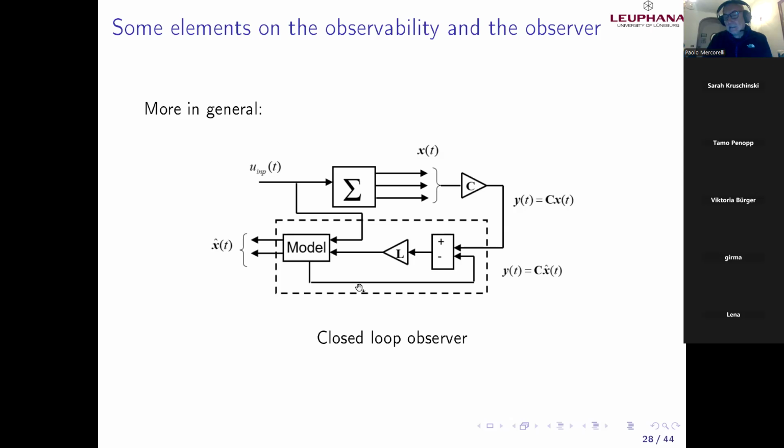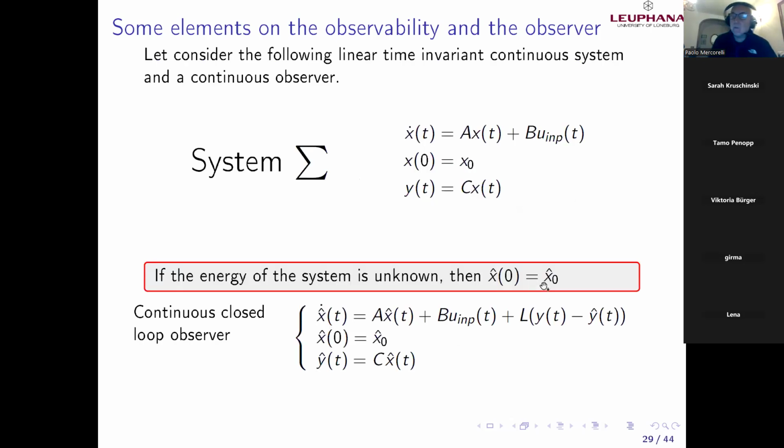But thanks to this feedback, which generates an error between what I am measuring, at least one variable, and what I am observing, which is C multiplied by X hat. C multiplied by X is what I am measuring. C multiplied by X hat is what I am observing of what I am measuring. Let me look together with you.